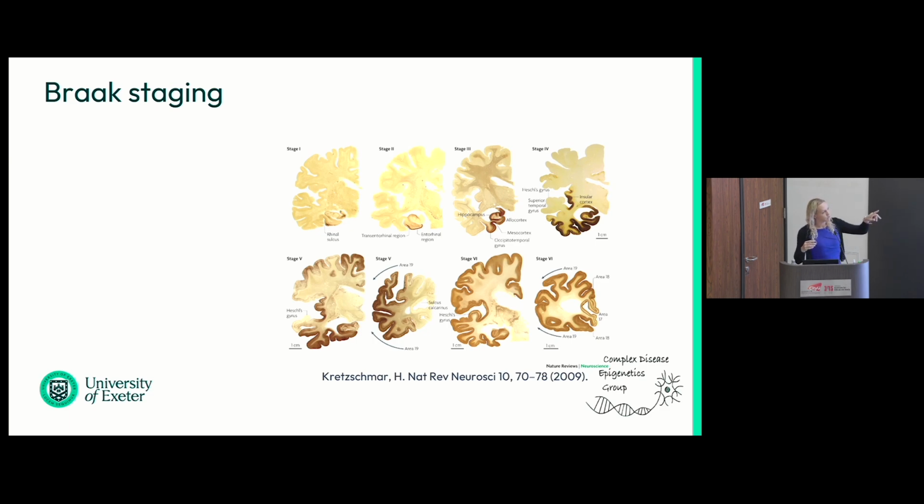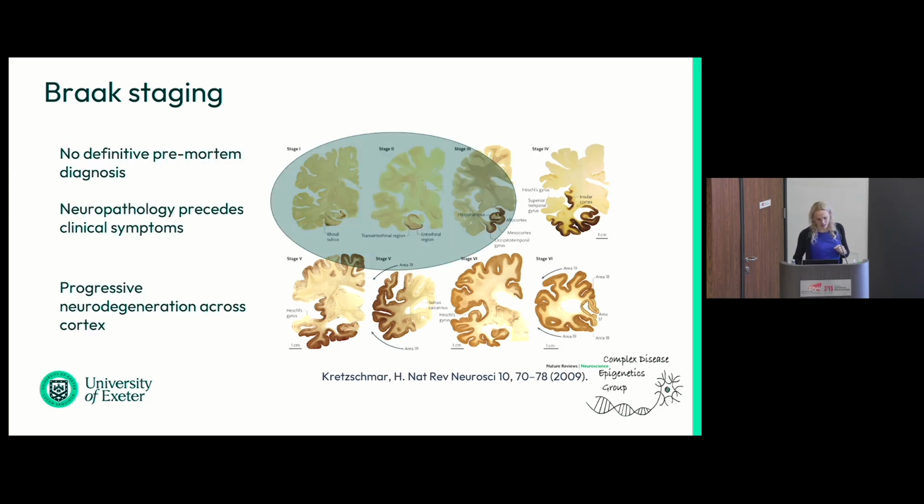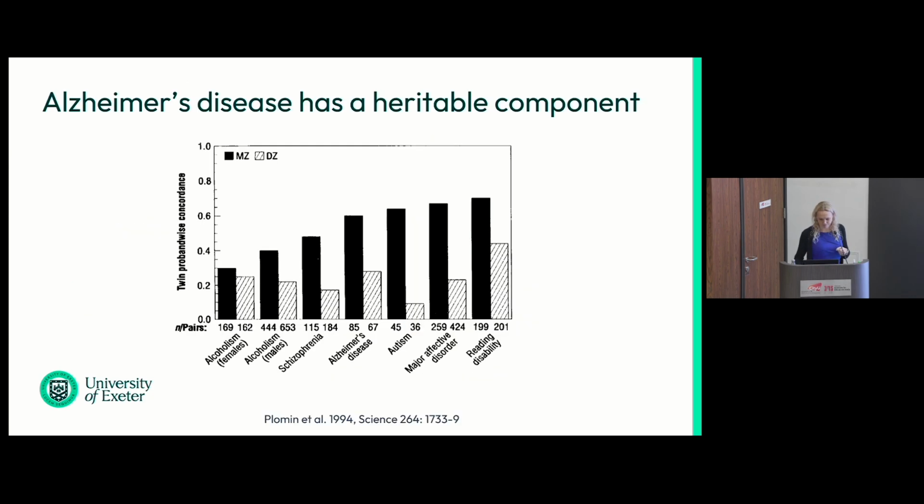In stages 3 and 4, shown on the top right, this is when you start to see clinical symptoms of the disease, and stages 1 and 2 are clinically silent. It can sometimes be decades between someone getting pathology and then starting to develop clinical symptoms, which makes it a real issue to try and treat this disease. As I said, there's no definitive pre-mortem diagnosis. We can currently only accurately diagnose Alzheimer's disease post-mortem, and the neuropathology precedes clinical symptoms. And because neurons are post-mitotic, it's incredibly hard to deliver effective therapies for the disease.